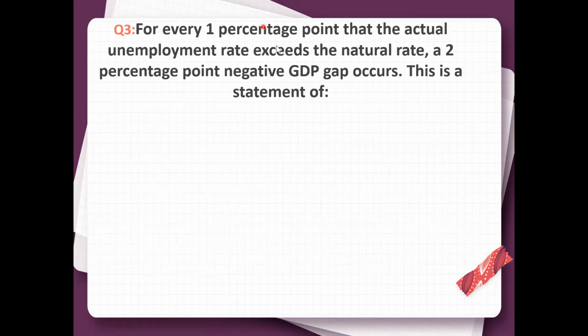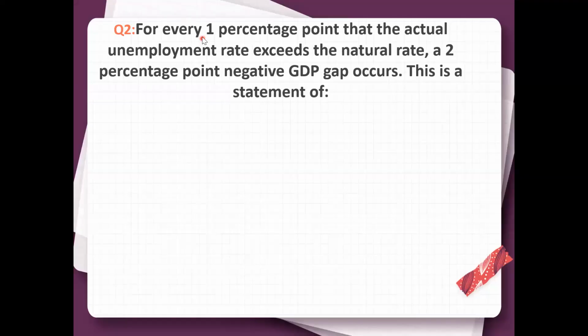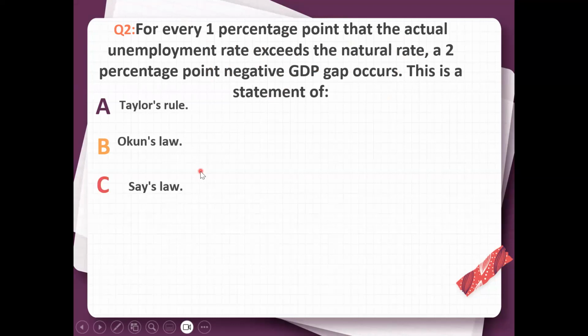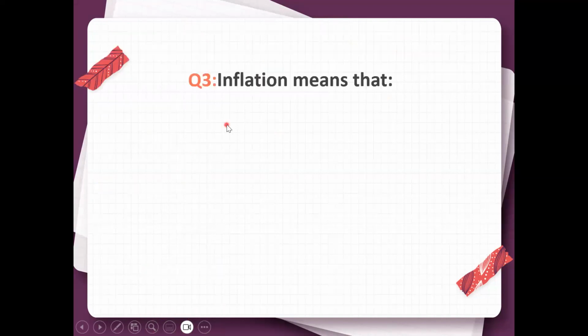The second question is: for every 1 percentage point that the actual unemployment rate exceeds the natural rate, a 2 percentage point negative GDP gap occurs. This is a statement of: first, Taylor's rule; second, Okun's law; third, Say's law; or the causes theory. So the right answer is Okun's law.